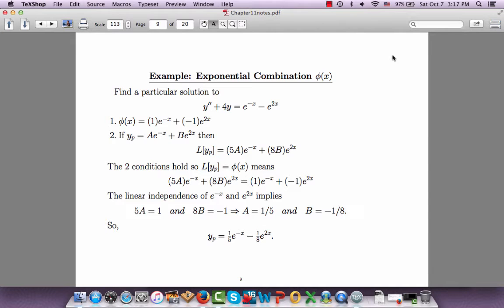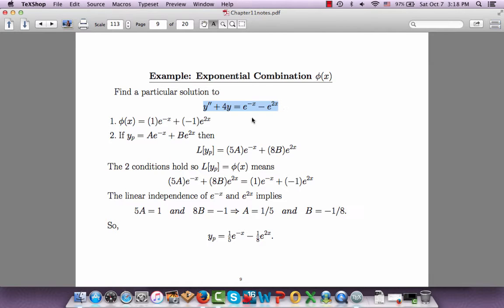Alright, so let's look at an example where the right-hand side is just some linear combination of different exponential functions. These are, in a sense, the easiest of these problems because derivatives of exponential functions are the same exponential functions, just maybe times some constant by the chain rule. So we have our second order equation.